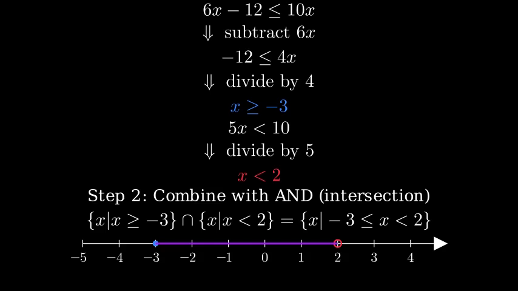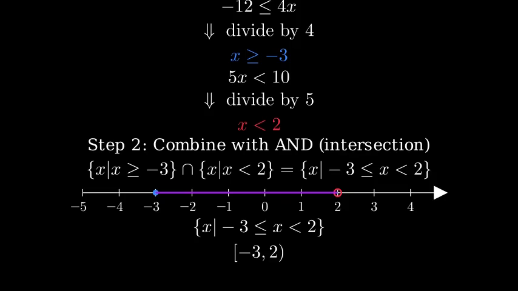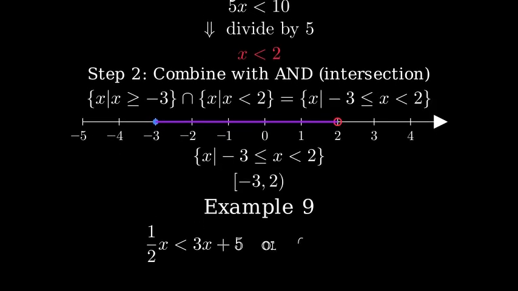In set builder notation, this is the set of all x such that x is greater than or equal to negative 3 and less than 2. In interval notation, we write this as the closed-open interval from negative 3 to 2. Let's tackle our third and final example. Example 9. Solve the compound inequality: 1/2 x is less than 3x plus 5 or 6x is greater than or equal to negative 18.